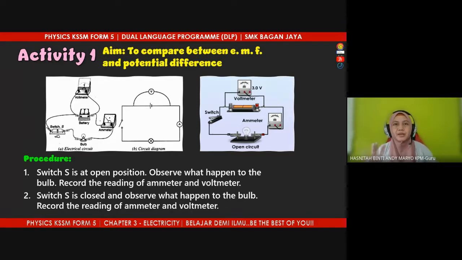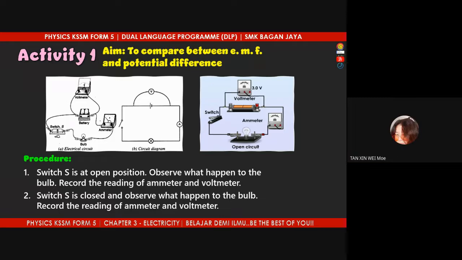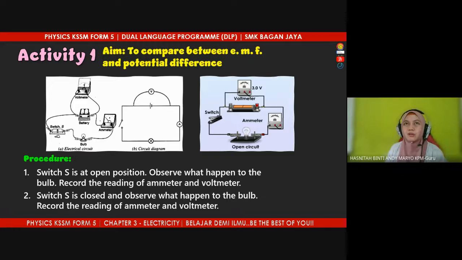Potential difference. Later we can compare the difference between EMF and potential difference. It is the energy required to transfer a unit of charge across a component, or in between two points in a circuit, across a conductor or across a resistor. Yes, that is potential difference: the energy required to move 1 coulomb of charge between two points or across a component in an electrical circuit.